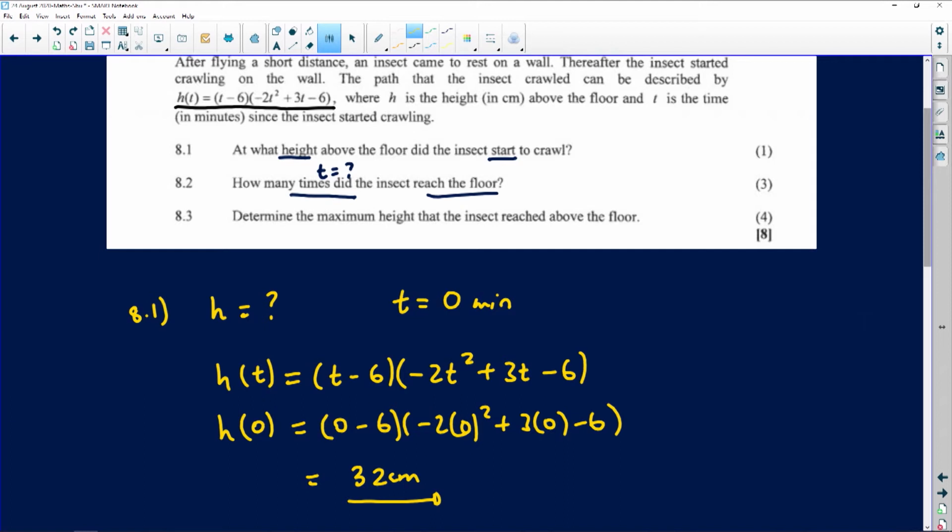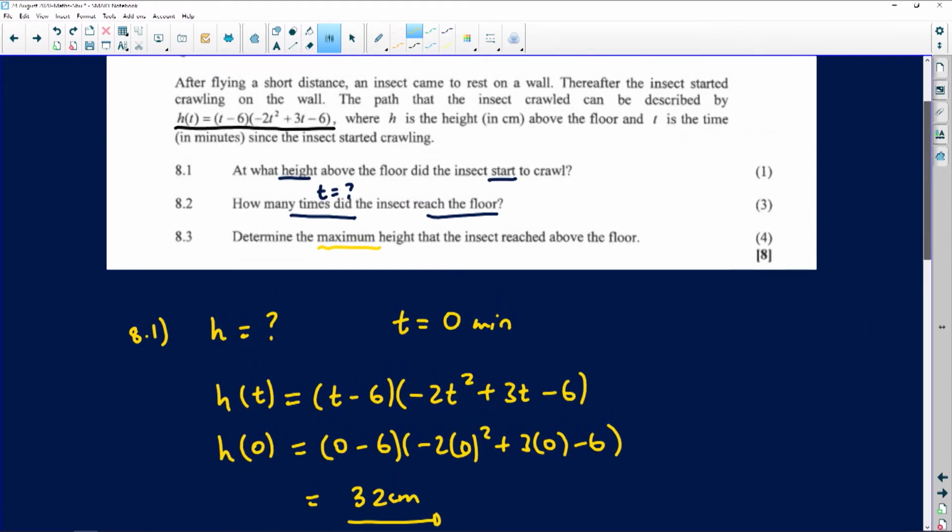The last question says, determine the maximum height that the insect reached above the floor. So we're interested in finding the highest point that this insect actually reached. Now remember, at the highest point, the insect is neither increasing nor decreasing. Think about it, guys. We're looking for the maximum height. This insect is probably crawling, going up, and then it must come down. Because if it's going to reach maximum height, it's going to get somewhere and stop, and then come back. That is as good as saying we're asking you to find the turning point of the graph that you're currently looking at.